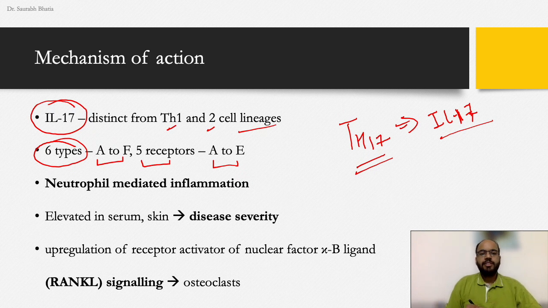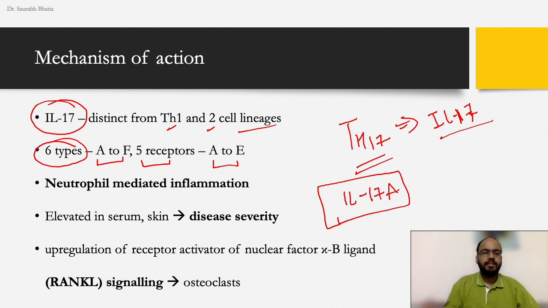The major action of Secukinumab is on interleukin-17A, and we are talking only about the interleukin, not the receptor. Interleukin-17A is the major site of action for Secukinumab. We are clear on that?